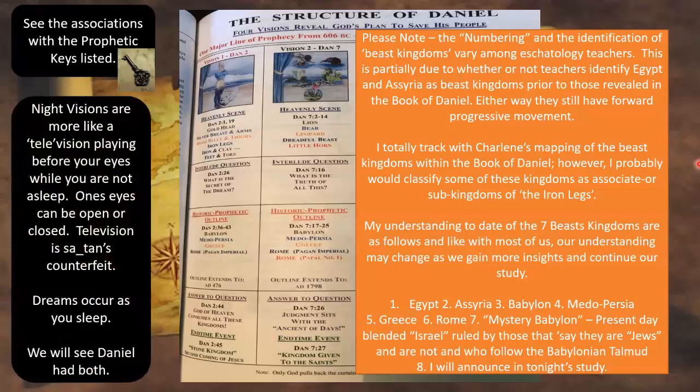Okay, now we are going to see that Daniel has not only a dream, but he has night visions. So I wanted to clarify what night visions are. They are more like a television playing before the person's eyes while they are not asleep. Now, the person's eyes can be open or closed. Sometimes you'll hear them referred to as an open vision. And personally, I kind of see television as Satan's counterfeit. So dreams most often occur as you sleep. So we will see Daniel have both.